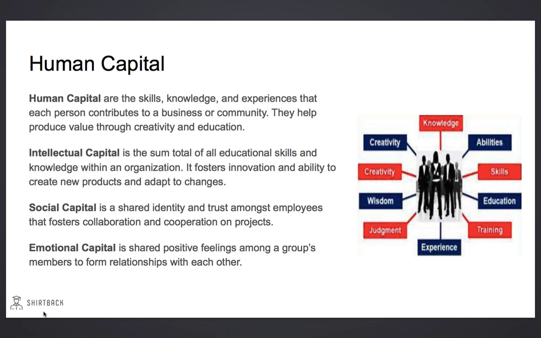Intellectual capital is the total of all the educational skills and knowledge within an organization. Social capital is a shared trust and identity amongst your employees. It helps to foster collaboration and cooperation on projects. Emotional capital are the shared positive feelings among a group's members. It helps them to form relationships with each other.